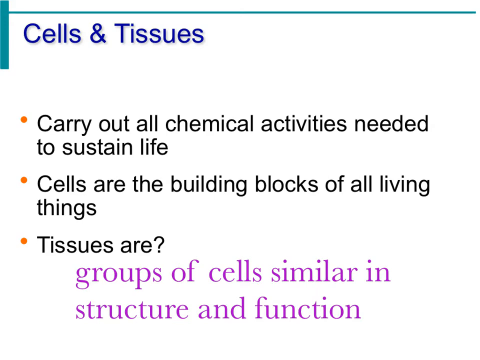Cells and tissues are the levels of organization that carry out all the chemical activities, metabolism, needed to sustain life. Okay, so cells are the building blocks of all living things. You probably remember that from biology. And then tissues are a group of cells similar in structure and function. So tissues work together to do a particular function, and then different tissue types together make up an organ. So we're looking at groups of similar cells, basically, when we talk about tissues.